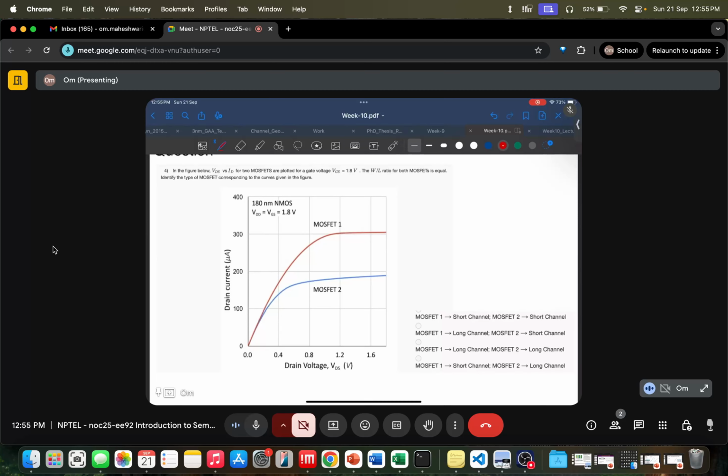Okay, so the question is: in the figure below, VDS versus IDS for two MOSFETs are plotted for a gate voltage VGS of 1.8 volt. The W by L ratio of both MOSFETs is equal. Identify the type of MOSFET corresponding to the curves below. So obviously MOSFET 1 is long channel and MOSFET 2 is short channel. So option 2 is correct. This is due to velocity saturation.